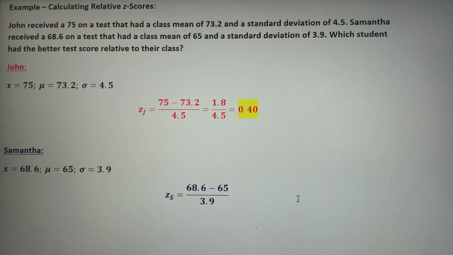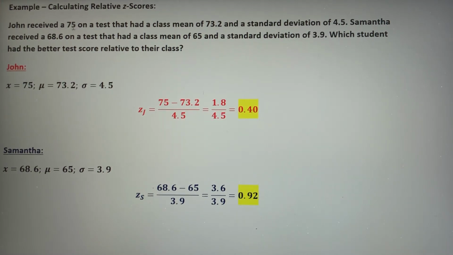So Samantha's z-score is going to be her value minus the mean divided by the standard deviation, which simplifies to 3.6 over 3.9, which equates to a z-score of 0.92. Now, in the past, before you started learning this stuff, you would have said, well, John scored a 75 and Samantha scored a 68.6, so it's obviously John did better on the test than Samantha did.